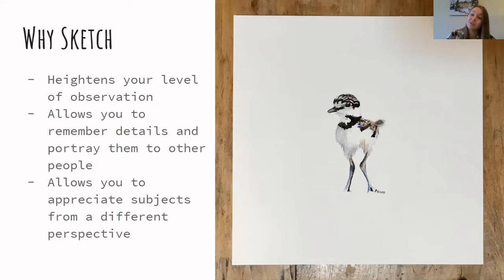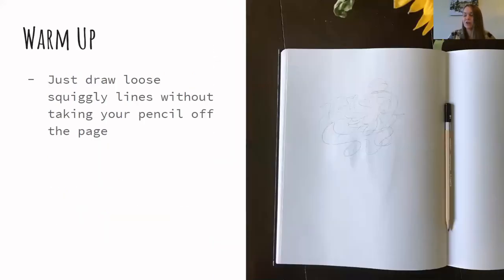So this is particularly important with field sketching. For example, if you see a bird and you want to ID it later, you want to do a good job of drawing it out, so it's going to help you remember it and then look back into your field guide. Drawing also helps you to appreciate subjects from a different perspective and pick up on details that you otherwise wouldn't have. So to start, we're just going to warm up.